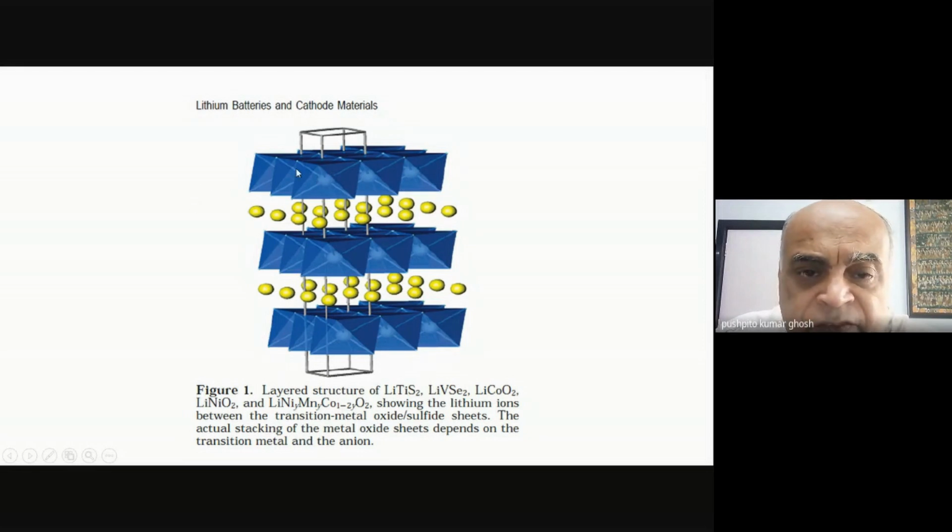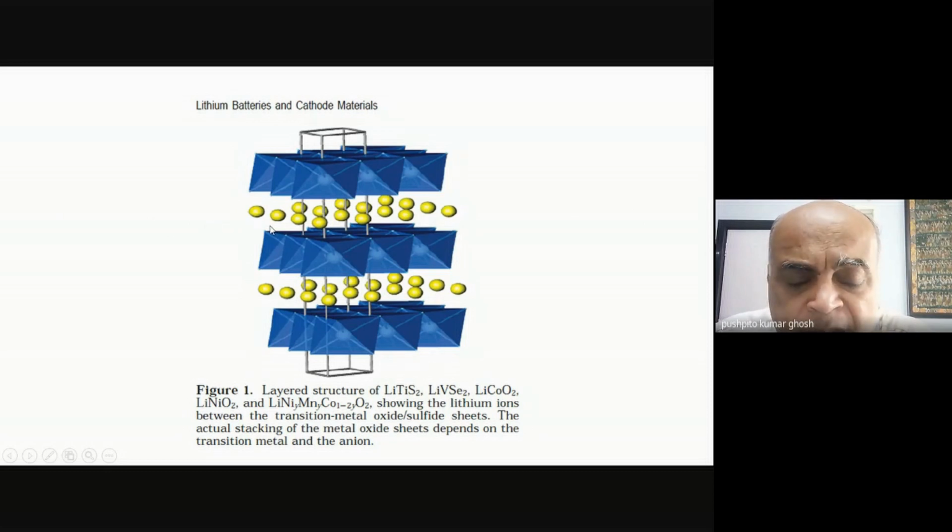What they did is that they made some layered materials. They've got reasonably good electrical conductivity, these materials. Things like lithium titanium sulfide, lithium cobalt oxide, lithium vanadium selenide. So these kinds of layered materials. The early work was done in Oxford on these kinds of materials. And what they found is that these materials have a remarkable property, that lithium can slip in and out of these materials.